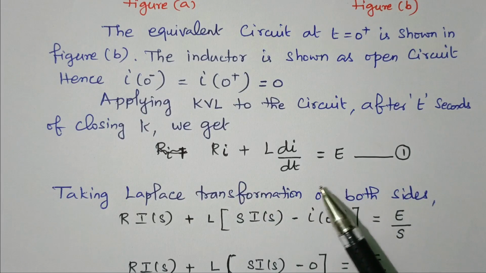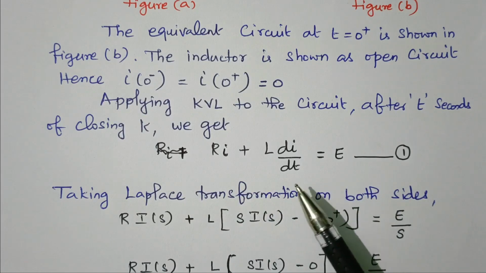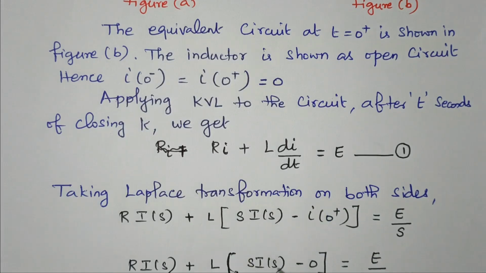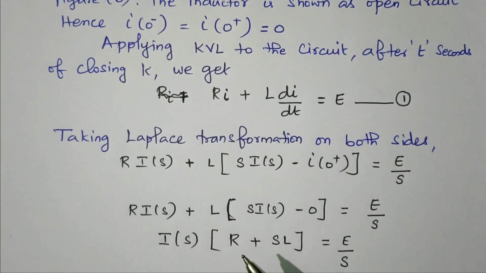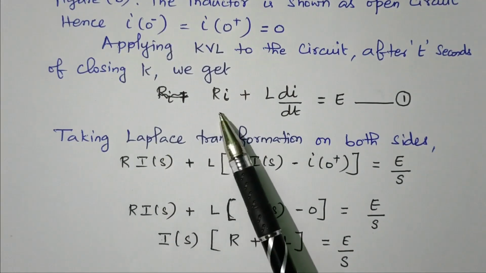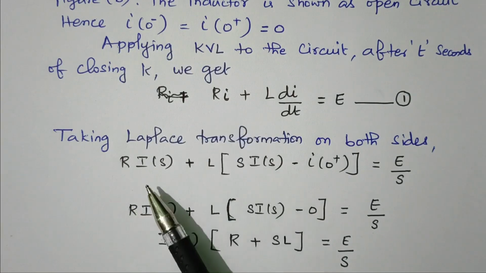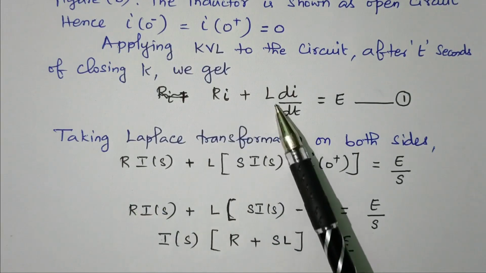Now we can take the Laplace transform on both sides, converting the t domain into the s domain. Again, by taking the inverse Laplace, we will get the t domain time response. First we will take the Laplace transform. So while taking the Laplace transform, R into i of t becomes R I of s plus L.